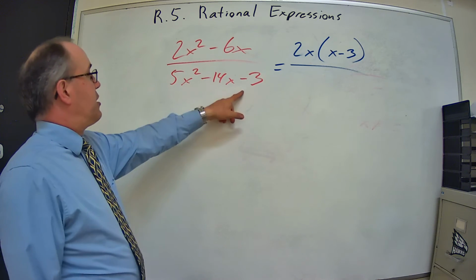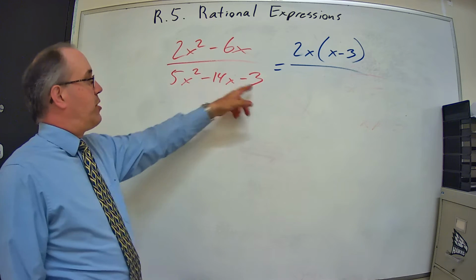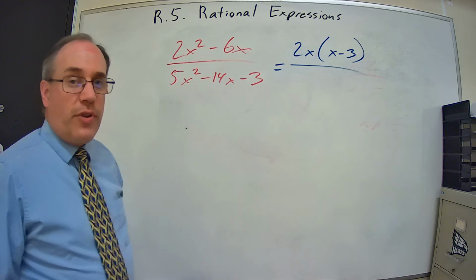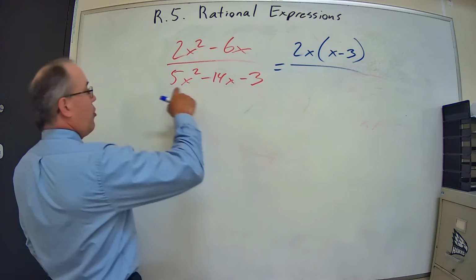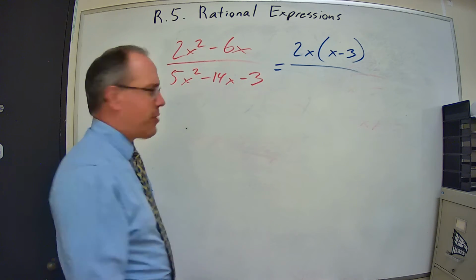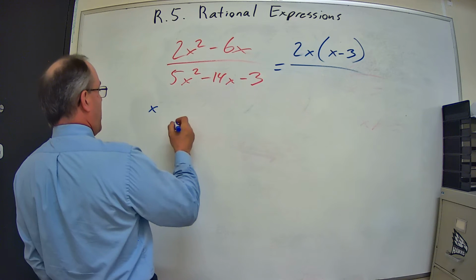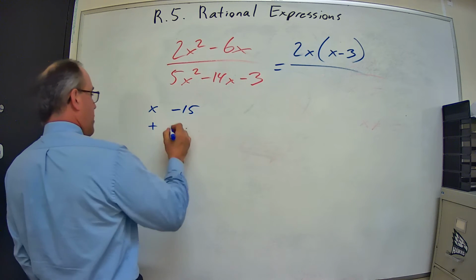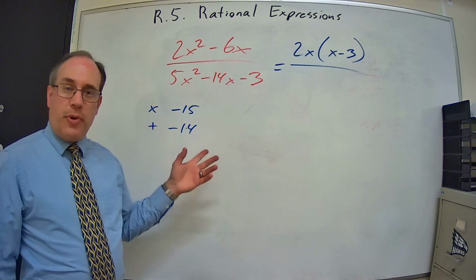So now let's look at this one. Well, I do not see any common factors that I can pull out of this. 5, 14, 3. This has an x squared and an x, doesn't have an x. So I can't do anything there. So let's factor by grouping. So 3 times negative 5, 5 times negative 3, gives us negative 15. So we want two numbers that multiply to negative 15 and add to negative 14. Well, that should be pretty straightforward.